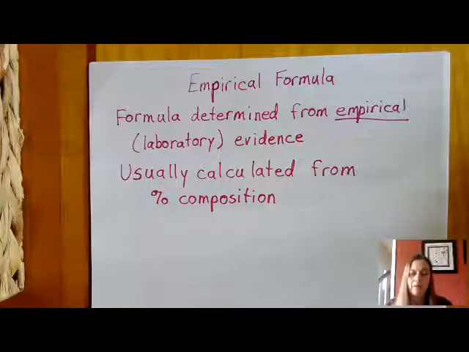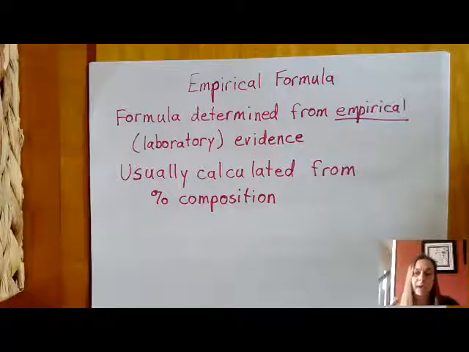So empirical formula is a formula that's determined from empirical evidence, and that word empirical means that it's laboratory based. What this means is that we have done some sort of laboratory process, and we've discovered what elements make up a compound, as well as what percent by mass each of these is in that compound. We're going to use that information to go backwards and determine the formula. Before, we had the formula and determined percent composition. Now we're going to take that percent composition and calculate the formula.